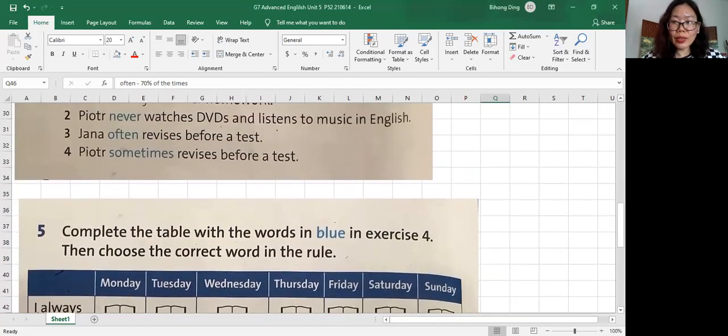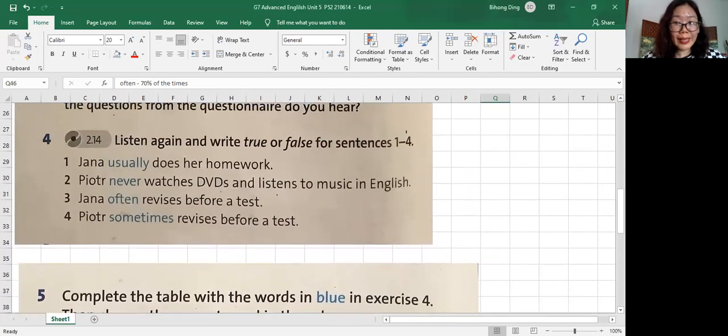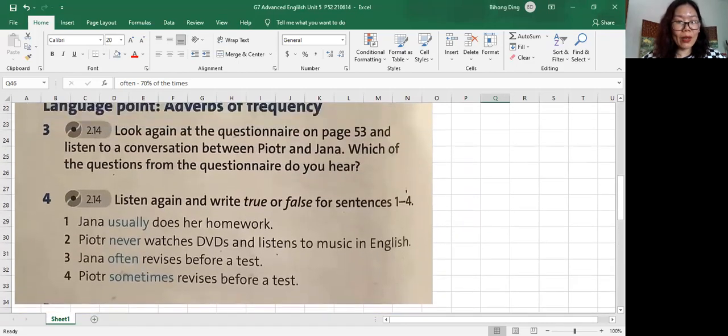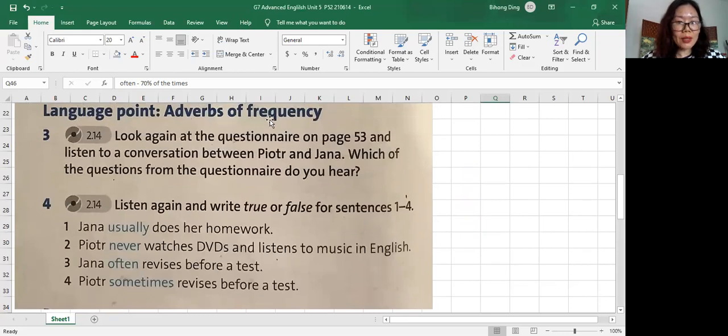Now, since you have understood the difference for these frequency adverbs, okay? These are called adverbs of frequency or frequency adverbs. I think we can do one exercise now. Exercise 4, listen to the questionnaire on page 53. You can turn to page 53, please, because I didn't copy the photo. It's too big.